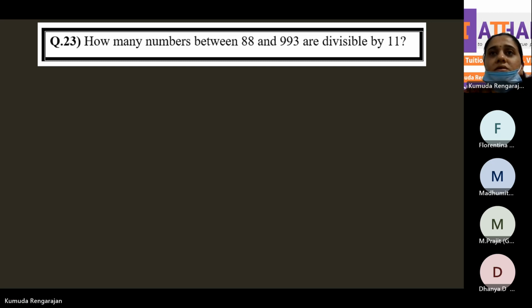Try this one. How many numbers between 88 and 993 are divisible by 11?